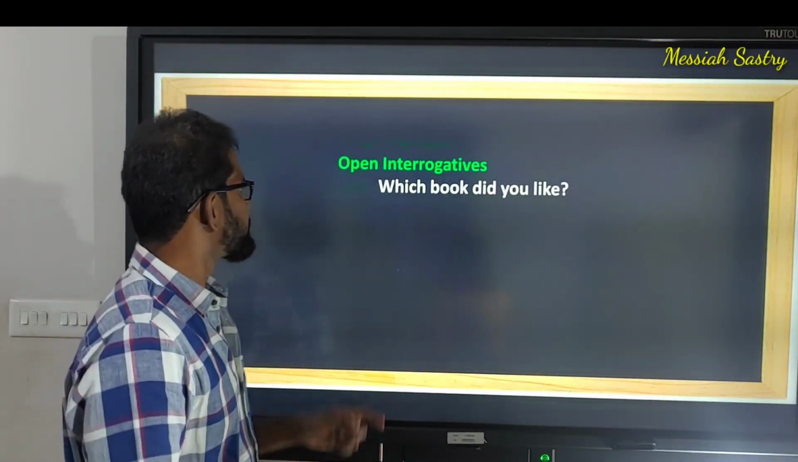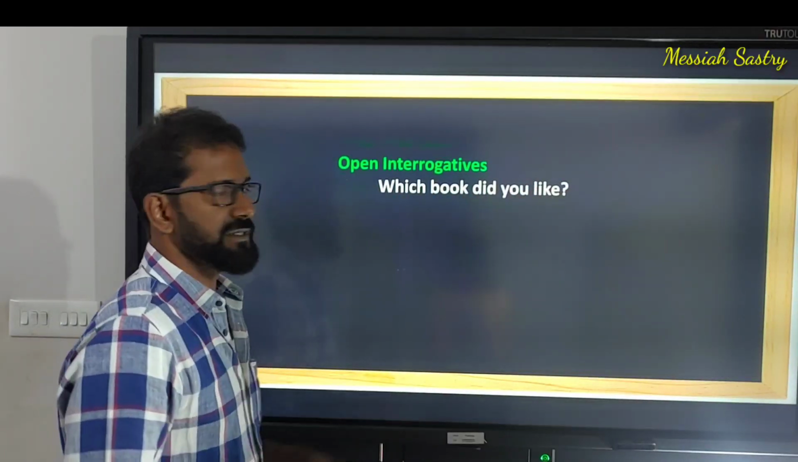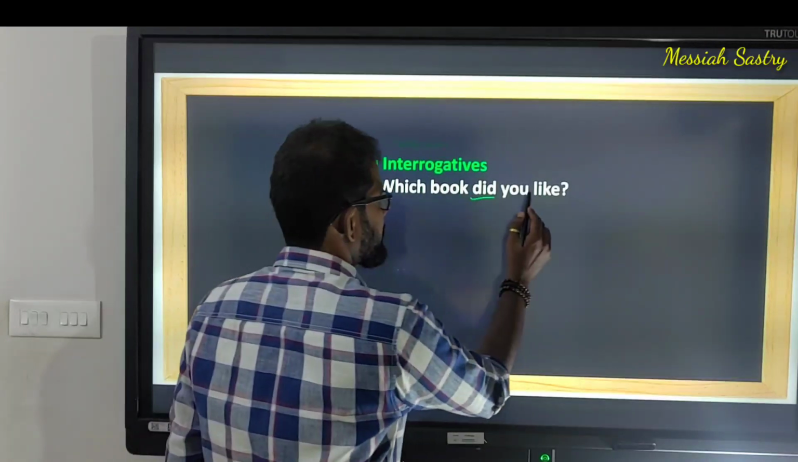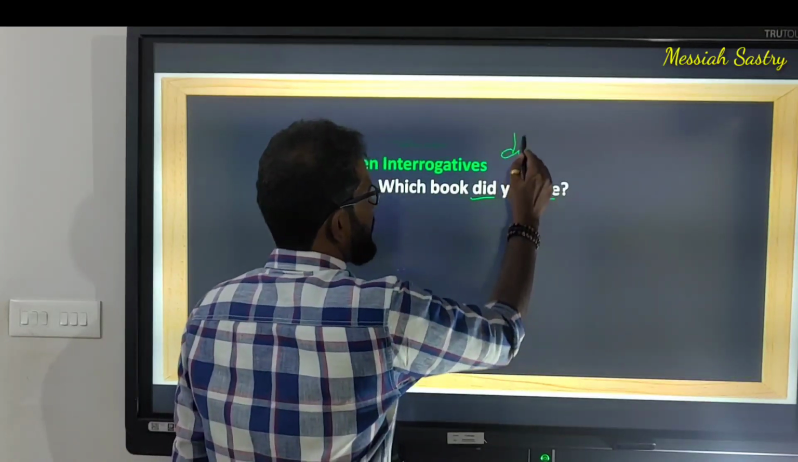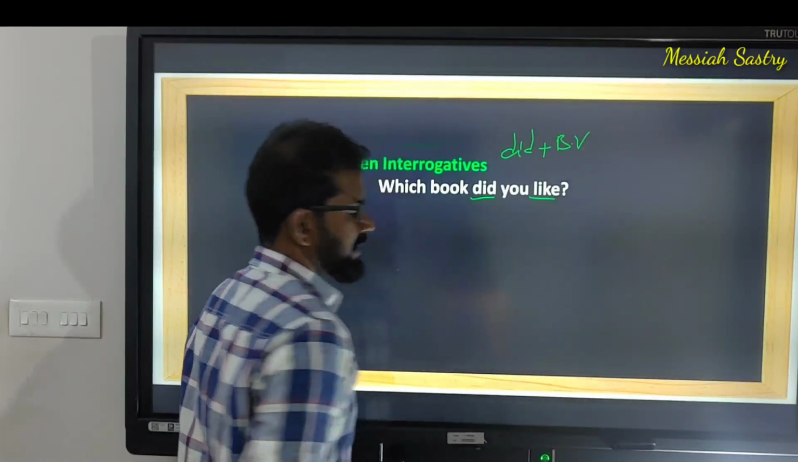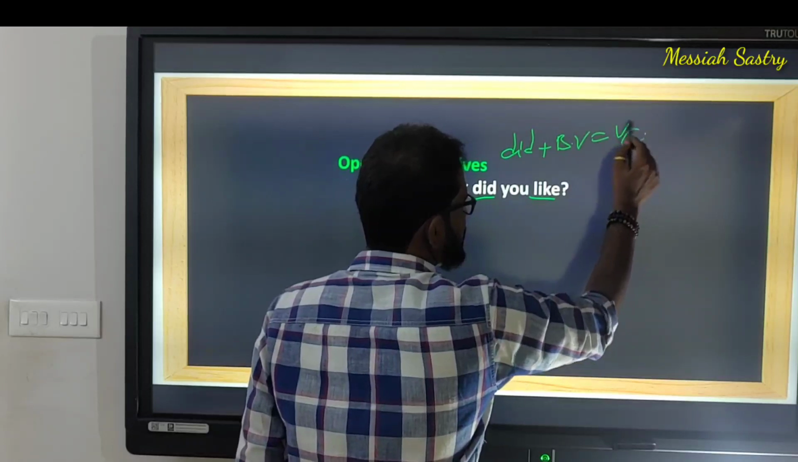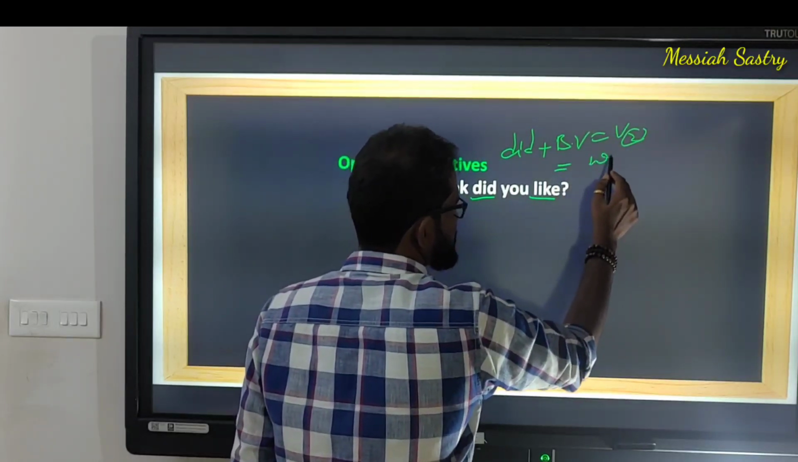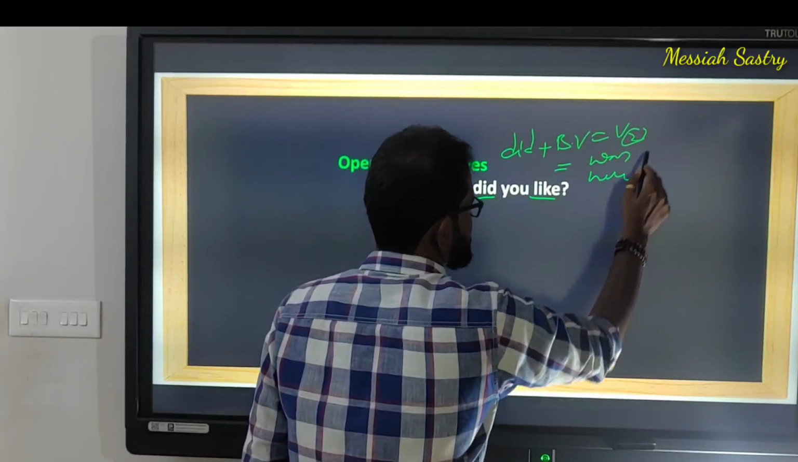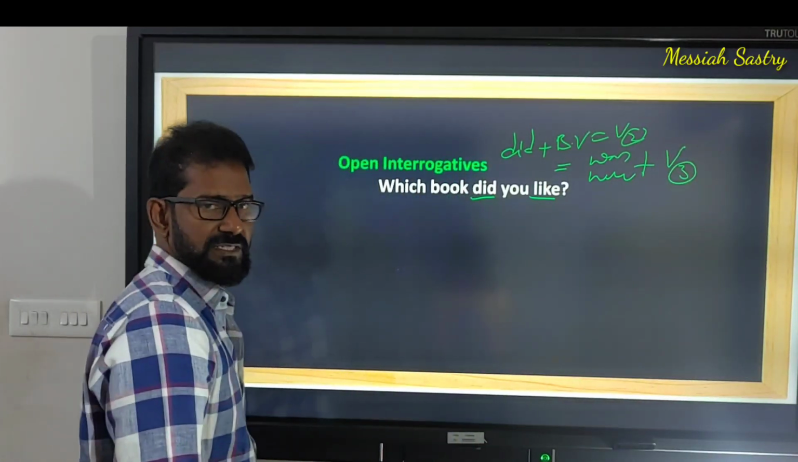Next question. Which book did you like? First find the verb, did like. Did plus base form of the verb is equal to V2. What is the passive form for V2? Was or were plus V3.